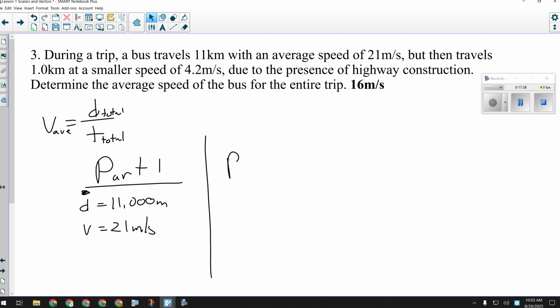In the second part of the trip, because of construction or something, it has to go a lot slower, and it only goes 1 kilometer. So now my distance is only 1,000 meters, and it does that at a speed of 4.2 meters per second.